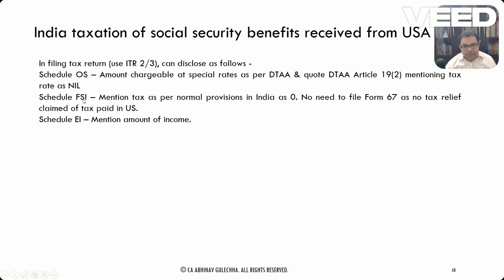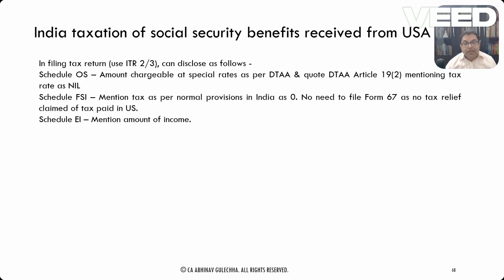Then go to Schedule FSI. You need to fill Schedule FSI. Basically, you mention the income tax payable in US, whatever tax you have payable in US. In India, you mention tax as per normal provisions in India as zero, right? There will be no tax relief that you will get, because the system automatically captures the lower of the taxation as per US and India. So anyway, the result will come to zero. Since there is no foreign tax credit that you are claiming on this income, you can write it as zero. No need to file Form 67, as no tax relief is claimed on this tax that is paid in US, right? So no need to file Form 67.